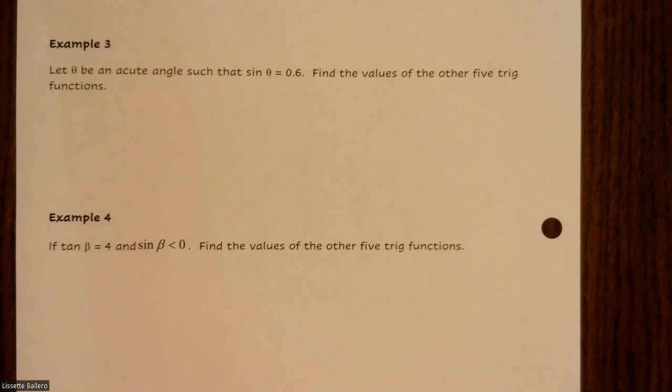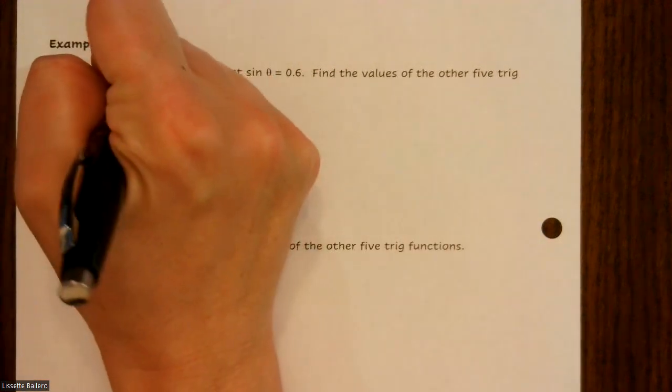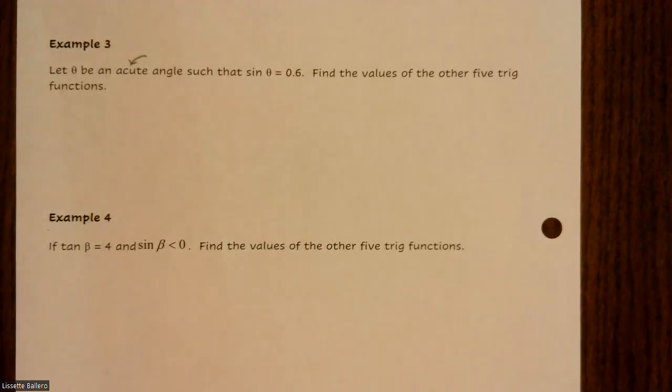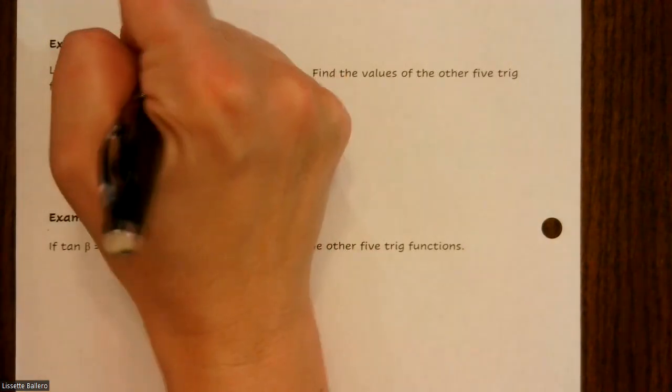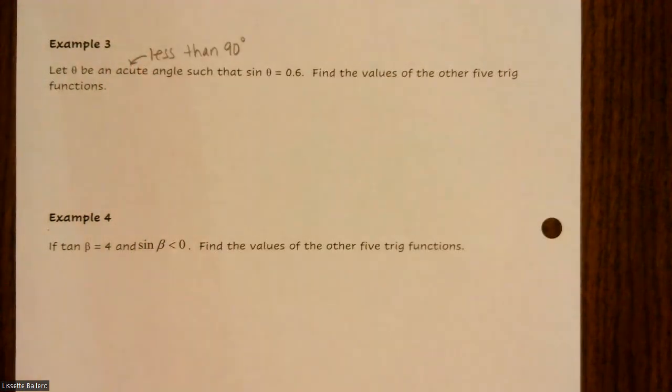And before we get started, there's a couple things we're going to want to do. And we always want to draw the triangle. That's one of the things we're going to want to do before we get started. But even before I do that, let's define a couple things. Acute, remember, that is less than 90. That is an angle that is less than 90 degrees.